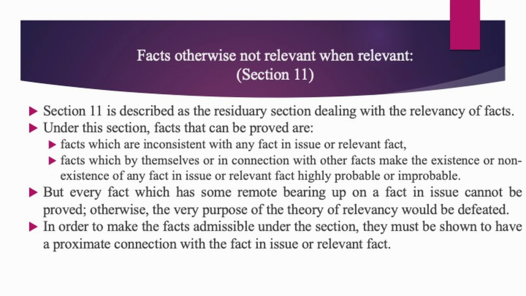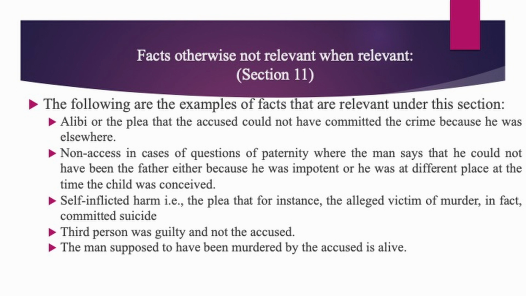But every fact which has some remote bearing upon a fact in issue cannot be proved. Otherwise, the very purpose of the theory of relevancy would be defeated. In order to make the facts admissible under this section, it must be shown that they have a proximate connection with the fact in issue or relevant fact. The following are the typical examples of facts that are relevant under this section.